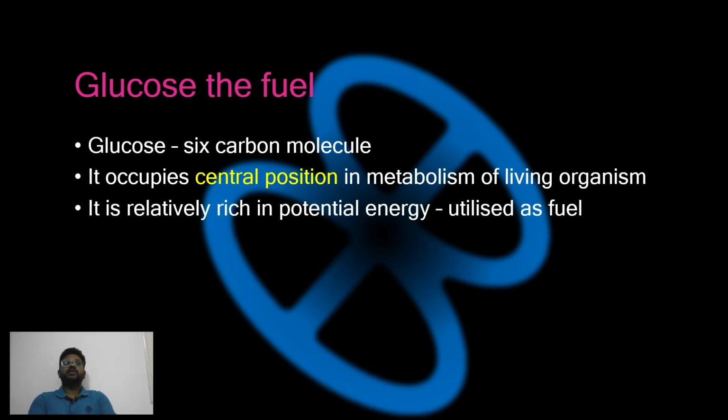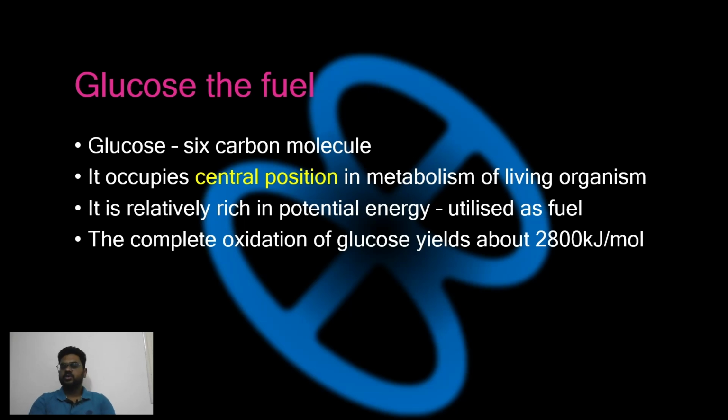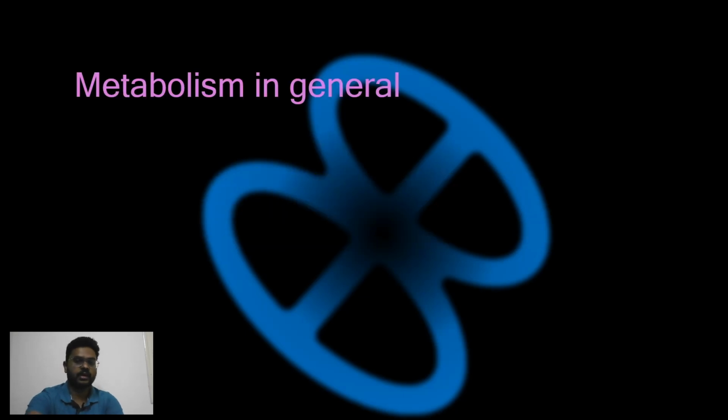Now, like any other fuel, like petrol and diesel, the glucose has a lot of potential energy, and it is rich in potential energy. So if you can tap this energy, you can convert this energy into some other form of usable energy. So in the body, what happens is that we split and oxidize the glucose, and we convert it into a form of energy called ATP. ATP is the energy currency, so you can use it for different energy requiring processes in our body. So the complete oxidation of glucose yields about 2800 kilojoules per mole. 1 calorie is about 4 kilojoules per mole. So you can calculate how much that is.